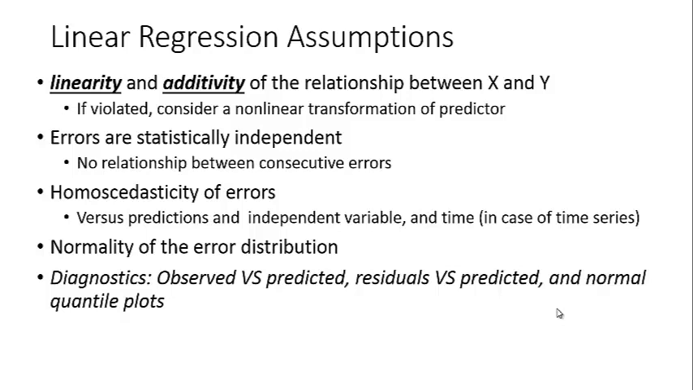Next assumption is that errors are statistically independent. There is no relationship between the consecutive errors. Homoscedasticity of errors or homogeneity of variances between errors and predictions y and independent variable x. And we have the assumption of normality of the error distribution. Error distribution is normal. Diagnostic tools are provided in most software packages, including Excel.